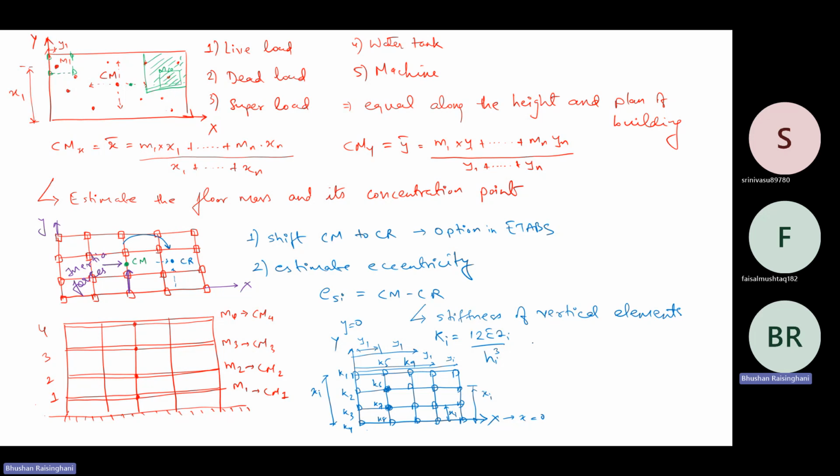Now you have to use the formula in which it is k1 into x1 plus dot dot dot kn into xn, divided by k1 up to kn. This was x bar, so we can call it x cap as such.